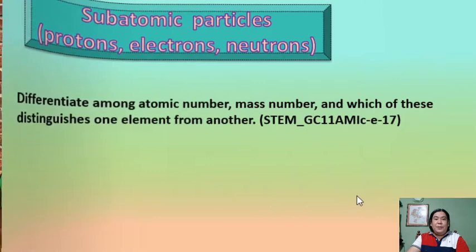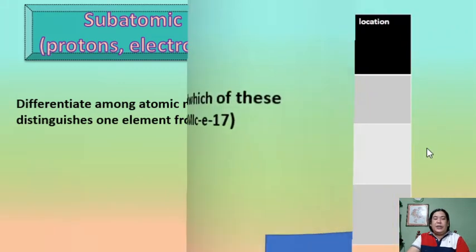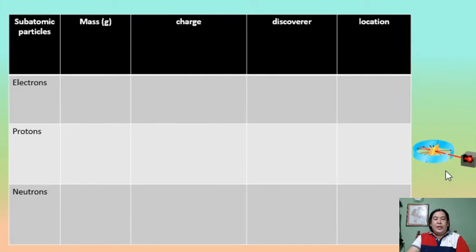So for today, we'll be discussing all about the subatomic particles of an atom. In today's lesson, you will be able to differentiate among atomic number, mass number, and which of these distinguishes one element from another. I have prepared this data table of the three subatomic particles. Let us differentiate them according to their mass, charge, discoverer, and the location of these three in the atom.